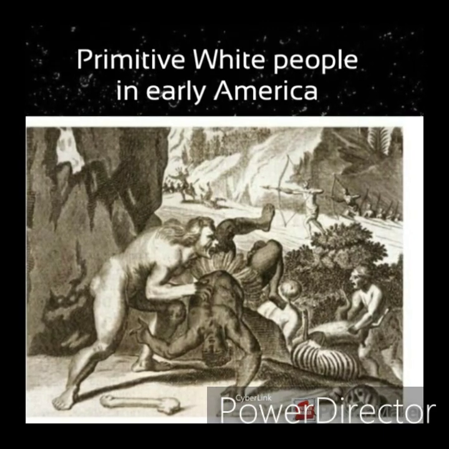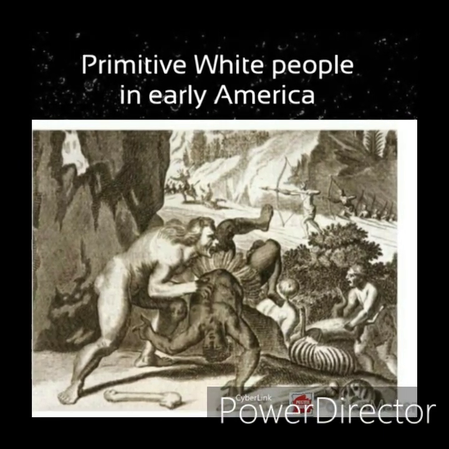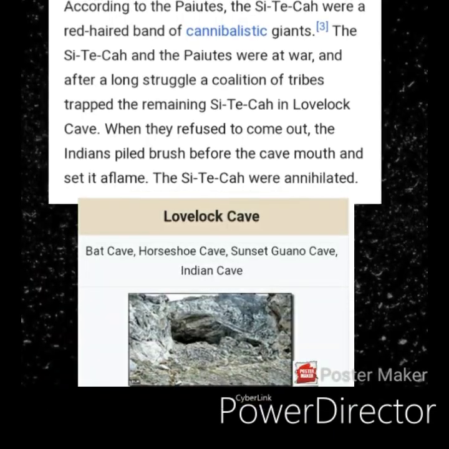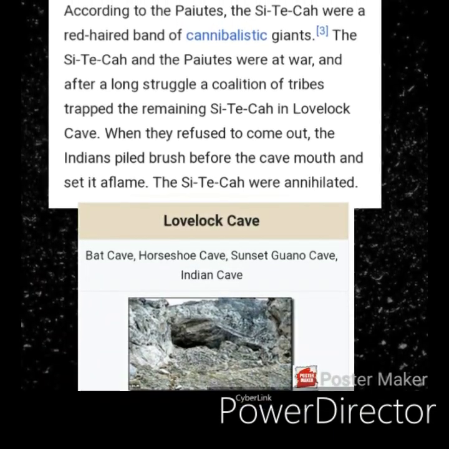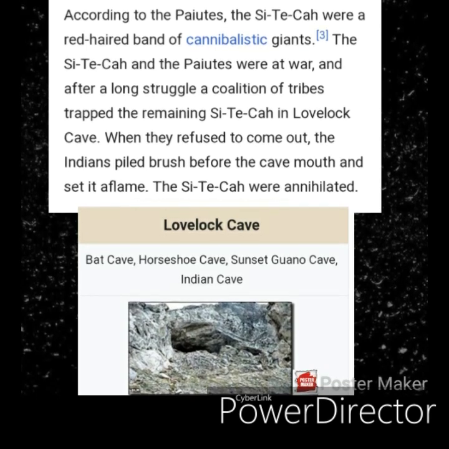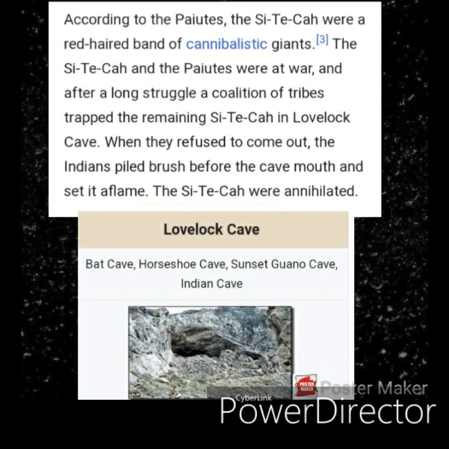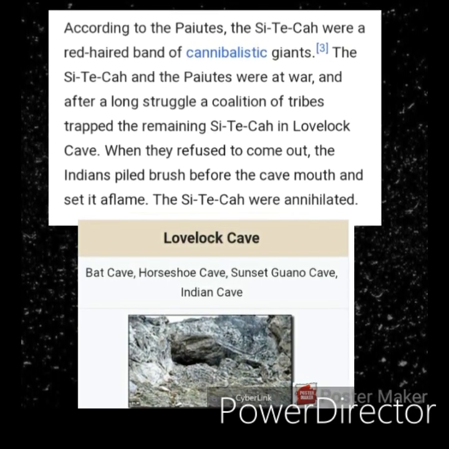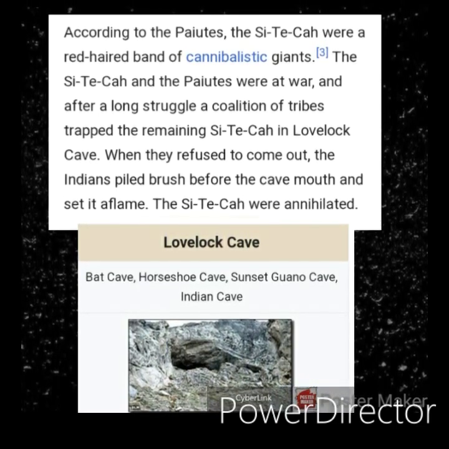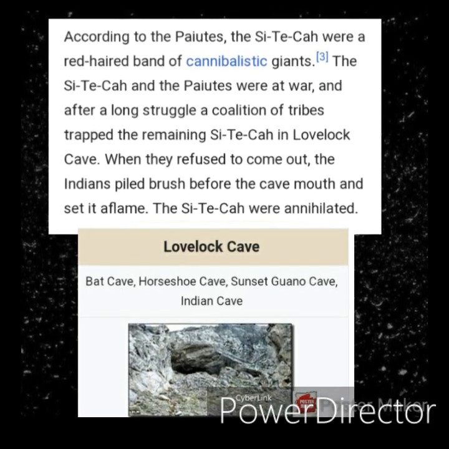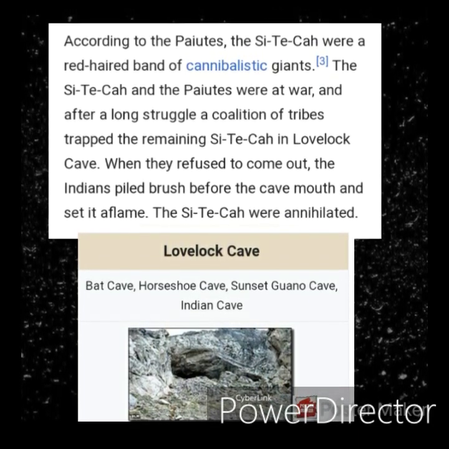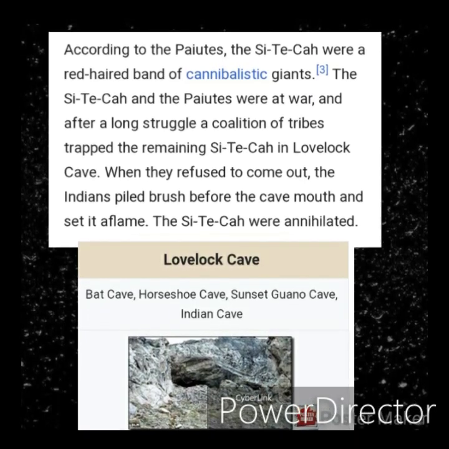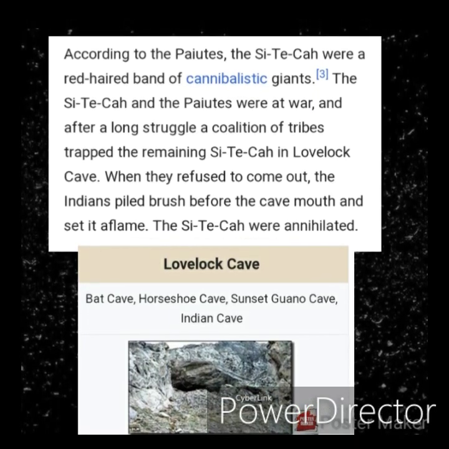This image of early America shows a primitive barbaric white man trying to consume a black Indian. And according to the Paiute tribe in America, the primitive cannibalistic white red-haired people were a small tribe who inhabited the area of Lovelock Cave. They were called the Sitka by the native people. And according to the natives, they were a very small group, but they had eaten many native people over the years because they were cannibals.